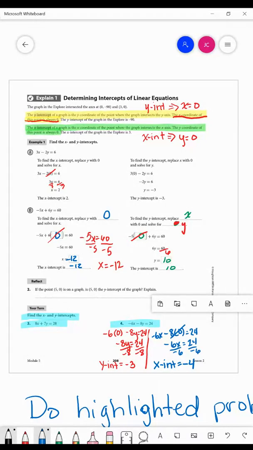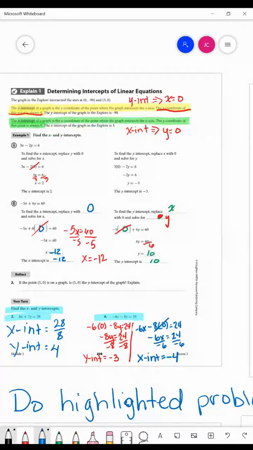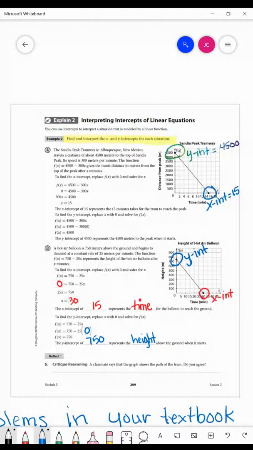Okay, so our x-intercept here is 28 divided by 8, and our y-intercept is 4. Now that's not in reduced form, but that's okay. We were just wanting to make sure we can get it. Okay, so let's look at a couple more examples.